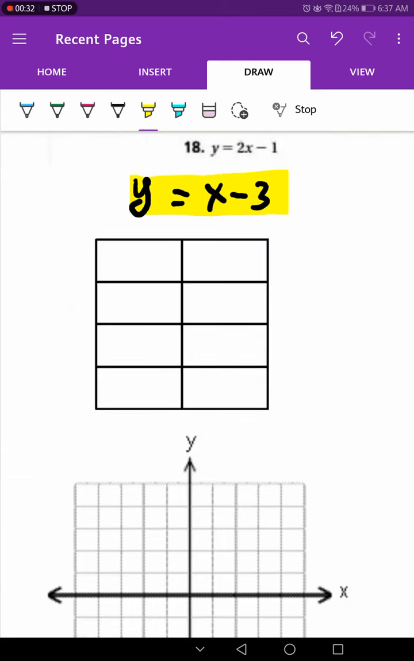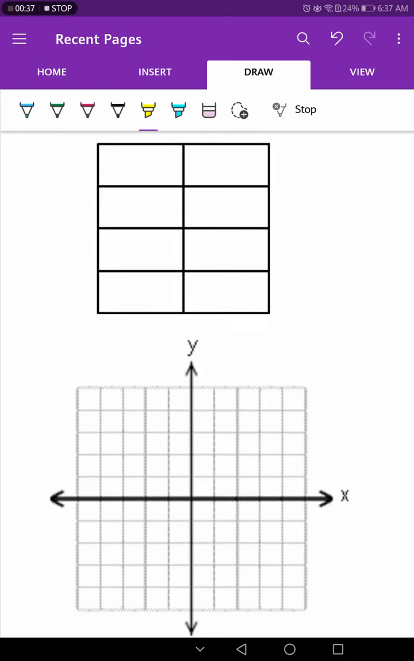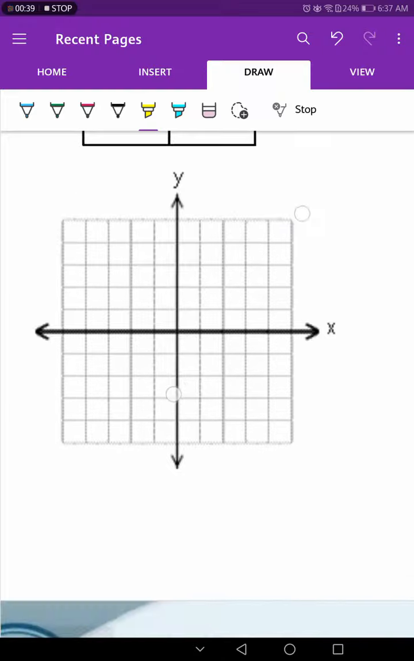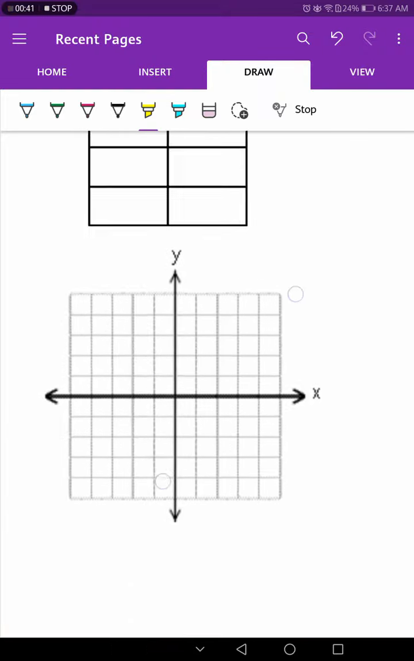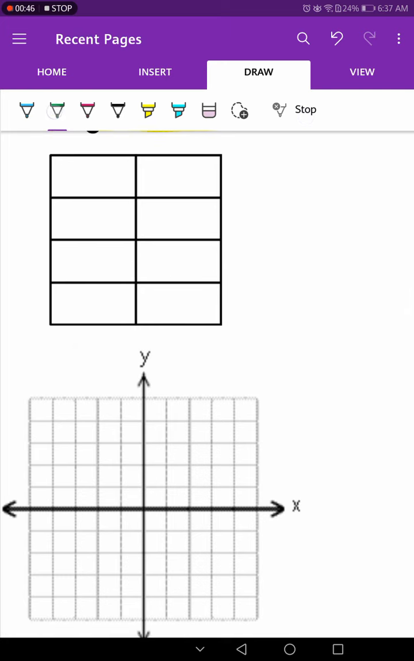To graph this equation, I need a table. I need xy coordinates. The table is for the x values and the y values. From where do I get the x values? You will get the x values from your head, from your mind, I mean.